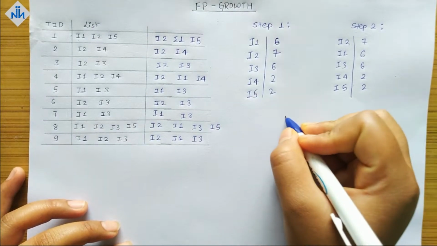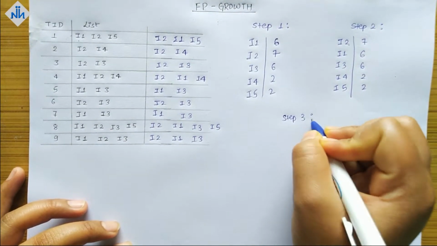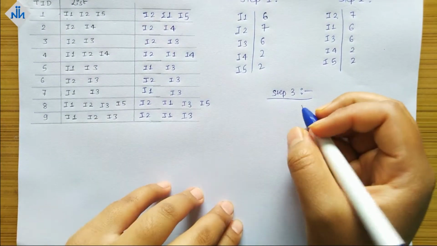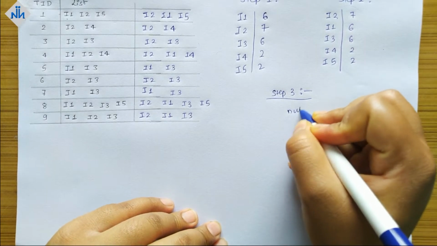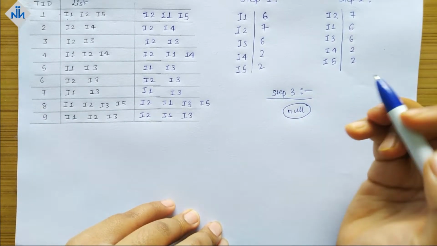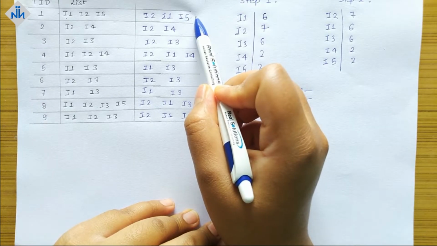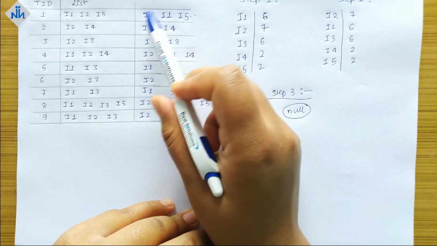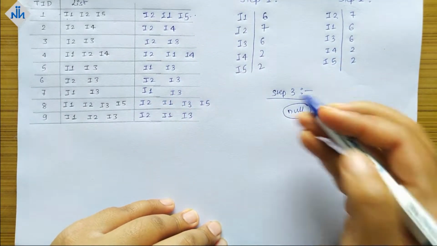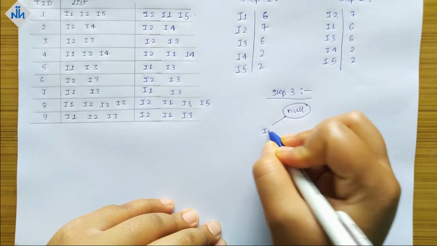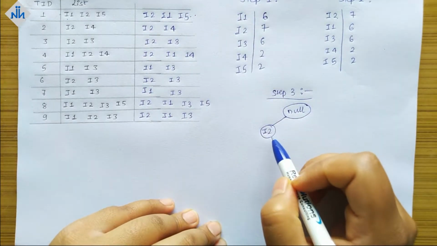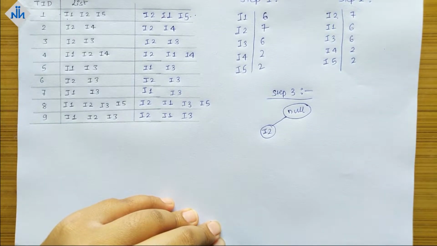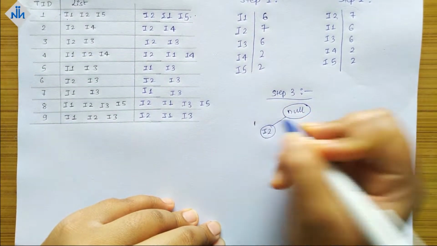Now step 3 is building the tree. To build the tree, we first start with a null. We start looking from the first transaction. We have I2, I1, I5. We will make nodes for each one since we have nothing right now. We will start with I2 because it occurs first. How many times have we seen I2? Only once. So we will write 1 over here.